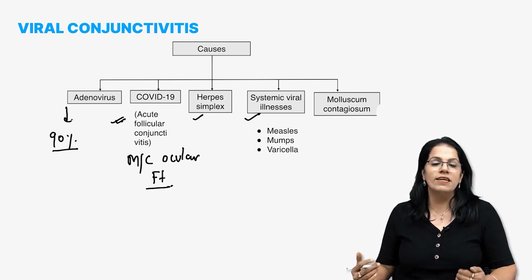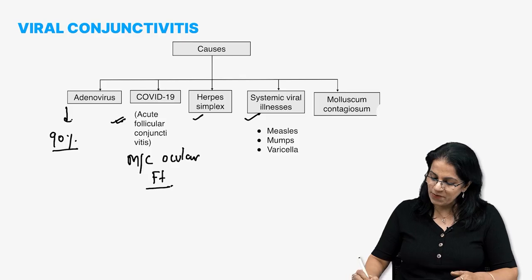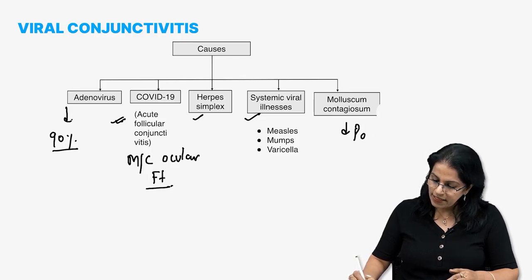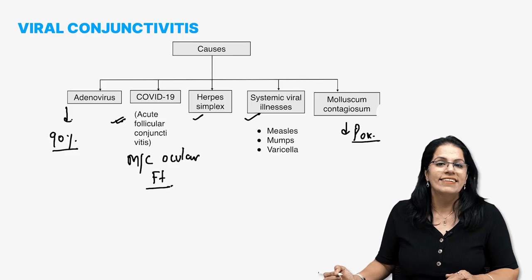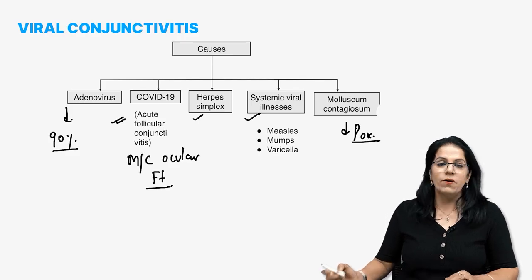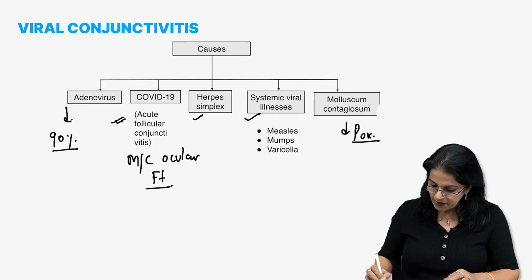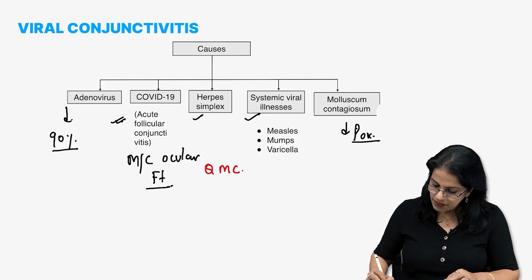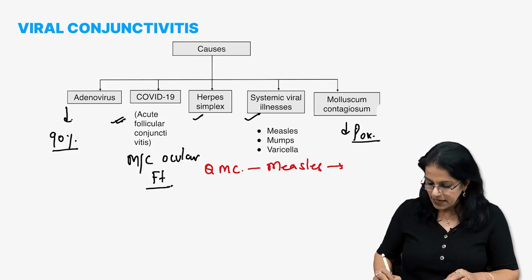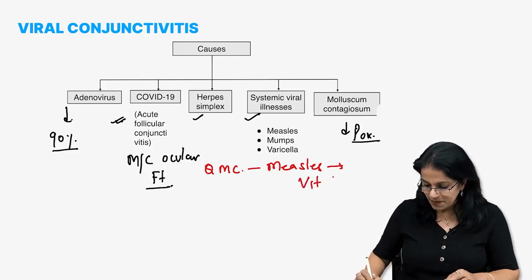And lastly, molluscum contagiosum, which is caused by pox virus. These are the causes of viral conjunctivitis. Now, one question which I remember here, we will learn this. What is the most common ocular manifestation for measles? Of course, I am talking about ocular manifestation. You should answer vitamin A deficiency.